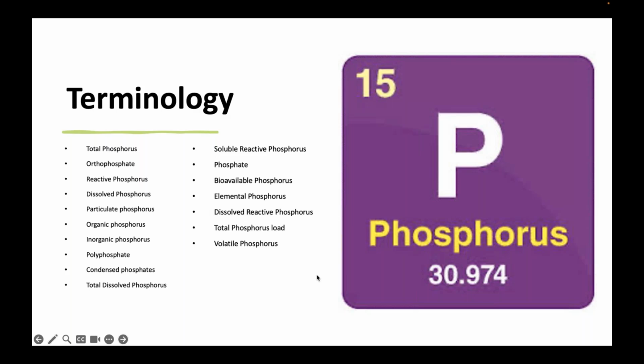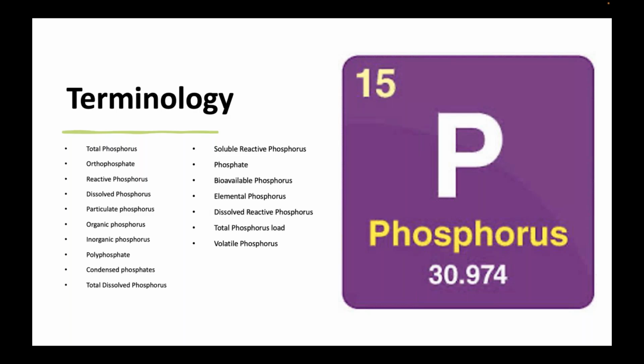Phosphorus is obviously on the periodic table, and there are lots of different names for it. Some of these refer to a form of phosphorus, and some refer to a combination of several different forms, possibly in order to categorize them. So these are all the different forms.